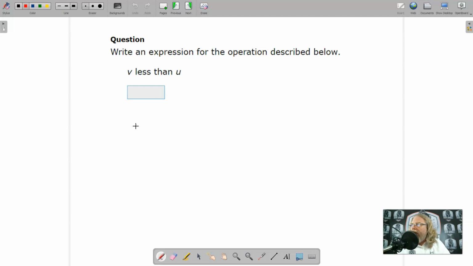On the next one, write an expression for the operation described below, V less than U. A lot of people might jump on this and say V minus U. Well, this is actually U less than V. So let's think about what are we starting with.